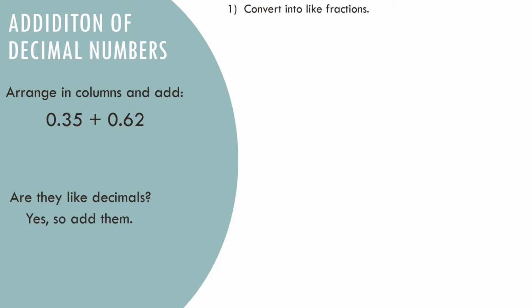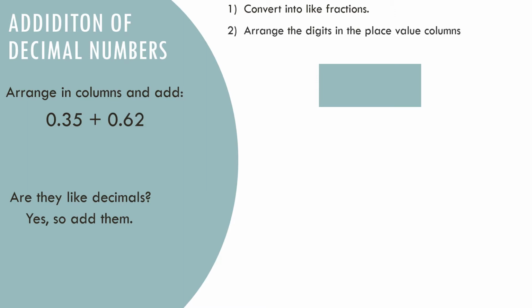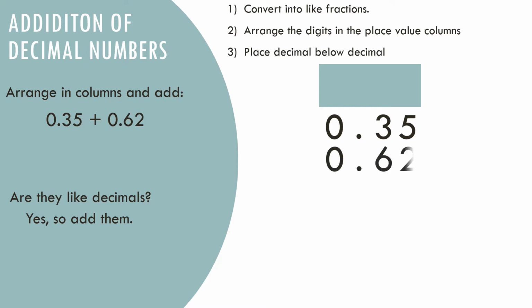So first we arrange the decimal numbers in columns. How? Let's see. Draw a carry-on box. Then arrange the digits in the place value columns. Write 0.35. Remember, the decimal points should come one below the other in the column. So write 0.62 and add the addends just as we add whole numbers. Now we draw a line so our answer can go below it, and we write a plus sign on the left to show that we are adding.